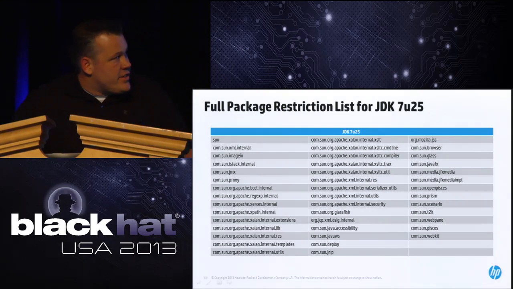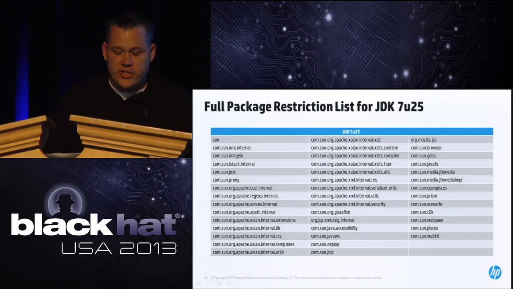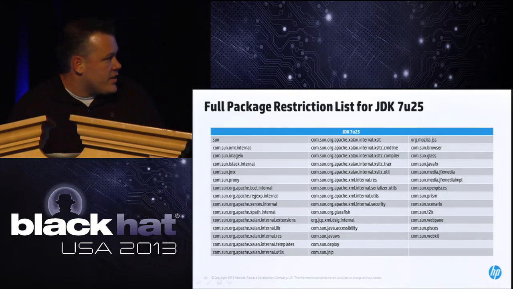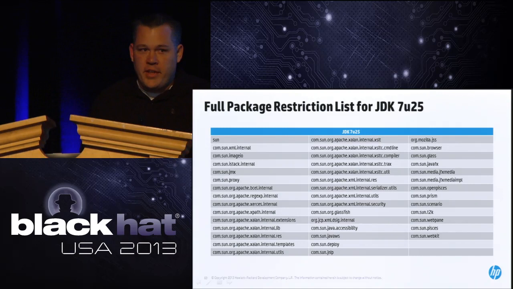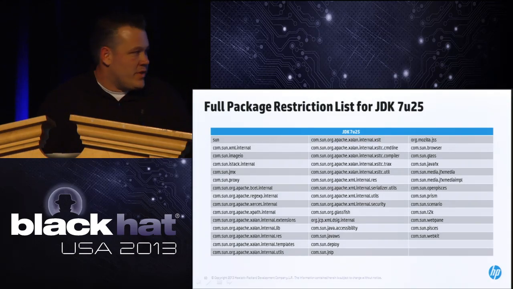So you can see here, and this is JDK 7 U25, there were 43 packages that have been added to this restriction list, and in U9 there were 12. So there's been quite a bit of movement in the restriction list. You see a lot of com.sun and org.apache packages, so it's almost an expectation that in a future release they'll put a higher package in there and further reduce the attack surface.